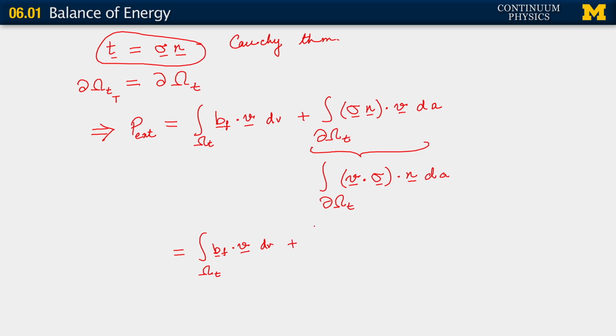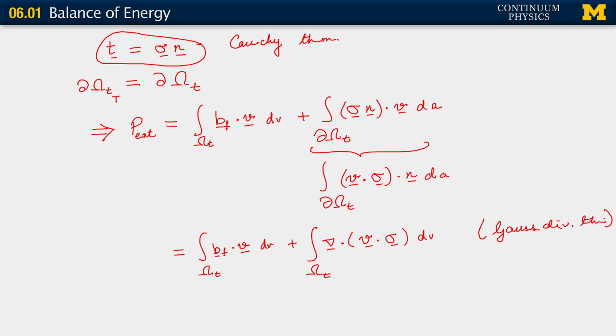Okay. On the second integral, now we know how to do this, right? We just look at that as the divergence of the vector v dot sigma. Okay? So we get here the integral over omega t, right? By the divergence theorem, we get the divergence of v dot sigma dV. And this is from the Gauss divergence theorem. All right?